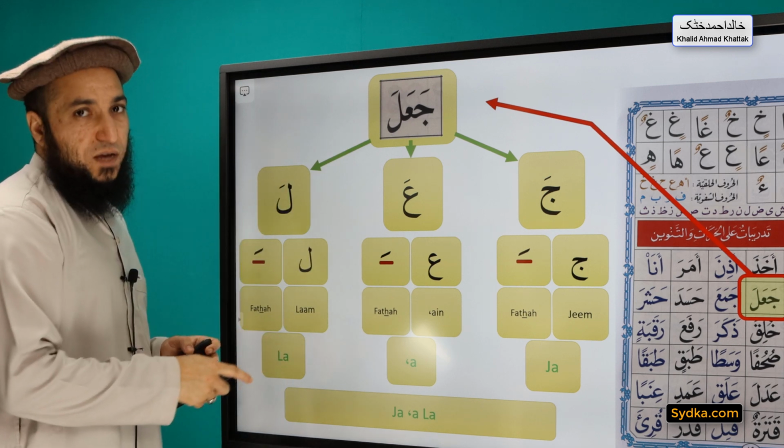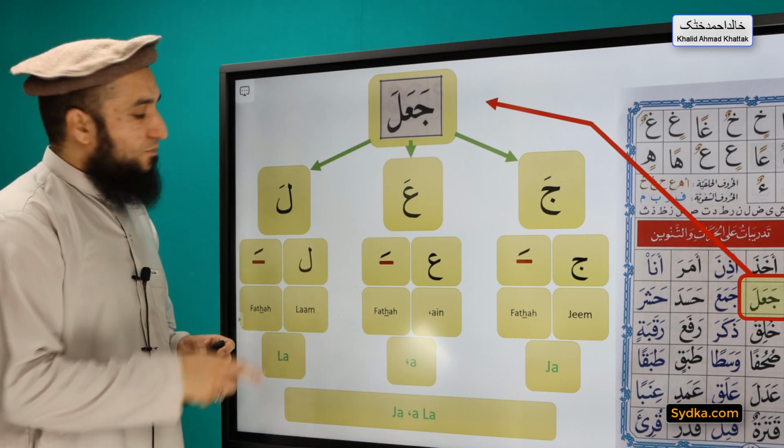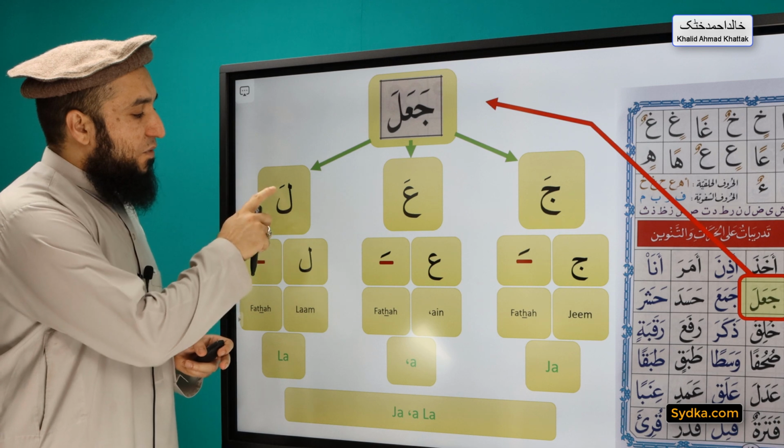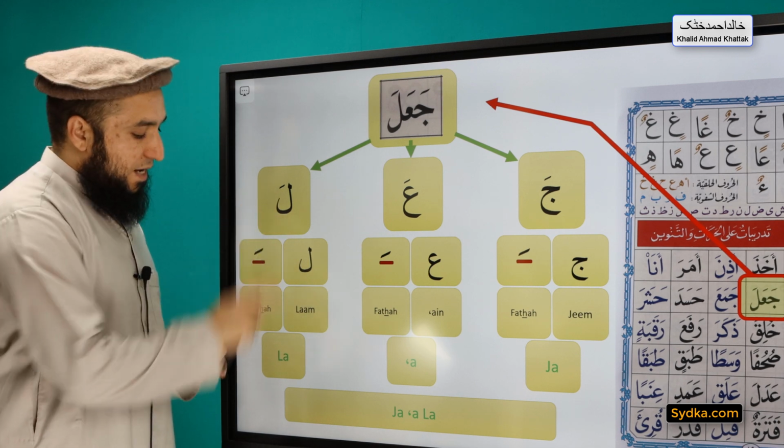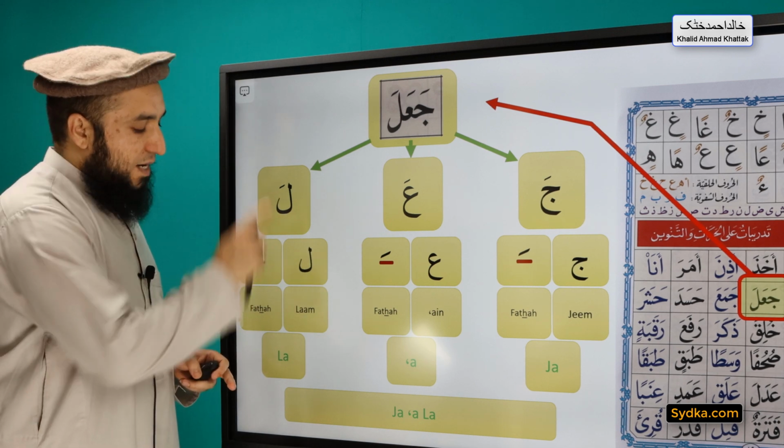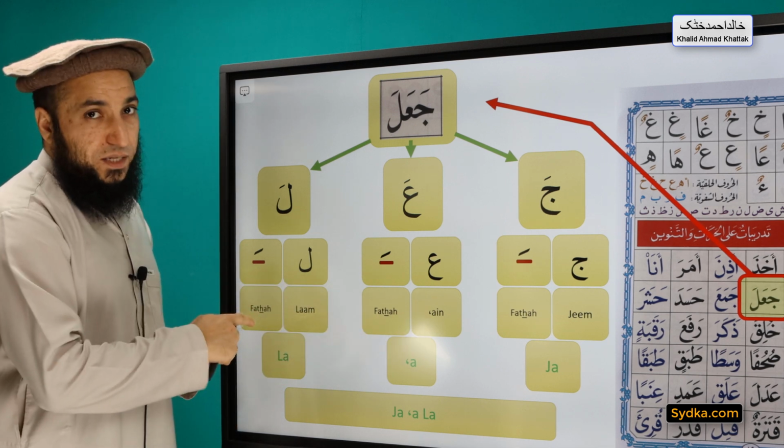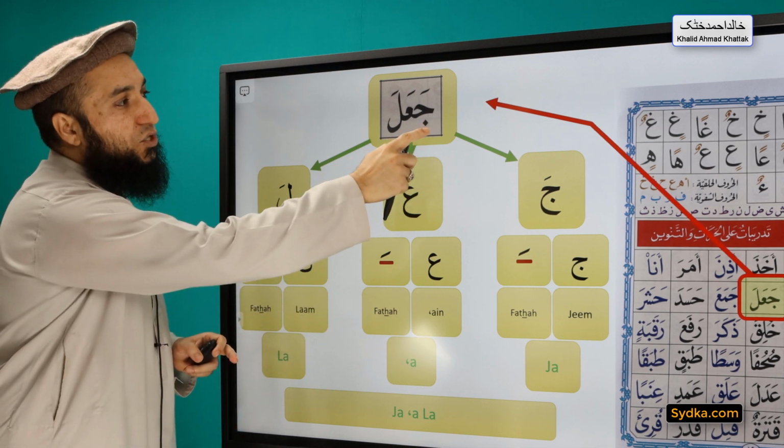The third syllable we have is lam fatha la. So lam is not silent and we have fatha. Lam fatha la, lam fatha la. And now we're combining the three syllables. We have ja'ala, ja'ala.